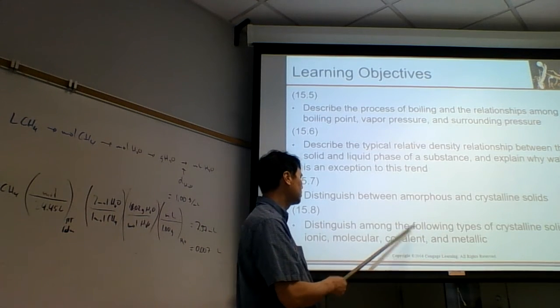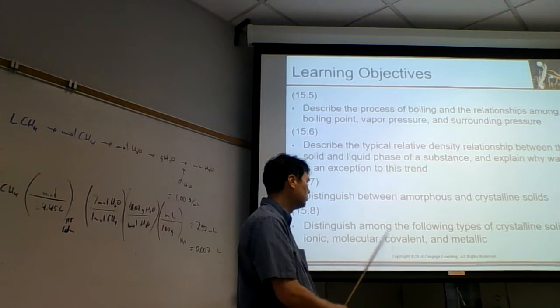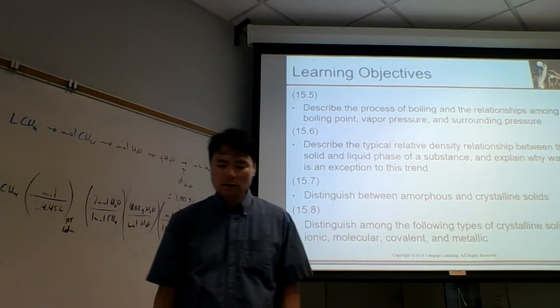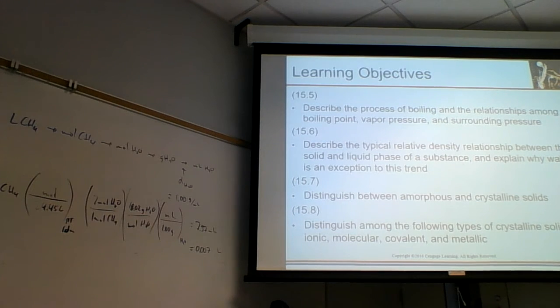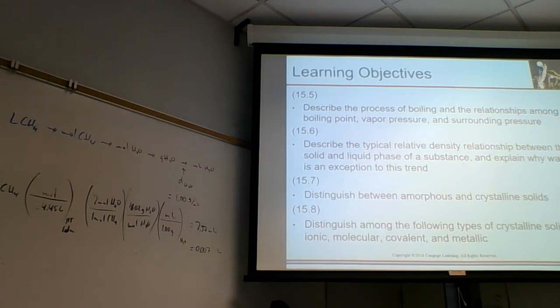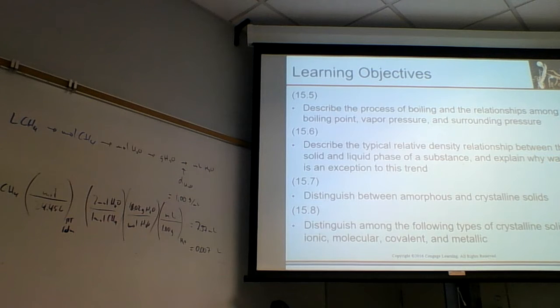Distinguish among the following types of crystalline solids: ionic, molecular, covalent, metallic. Those are the types of forces that hold the particles together. You know, ionic bonds, covalent bonds, metallic. For molecular, we have intermolecular forces.